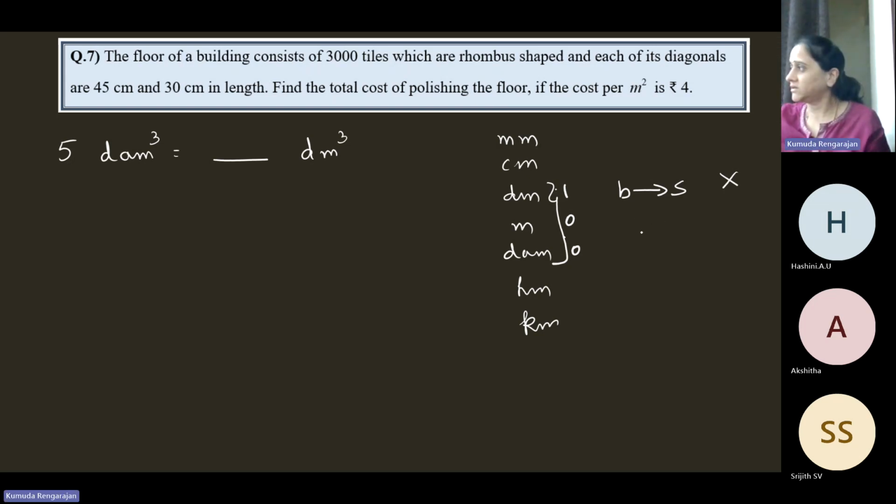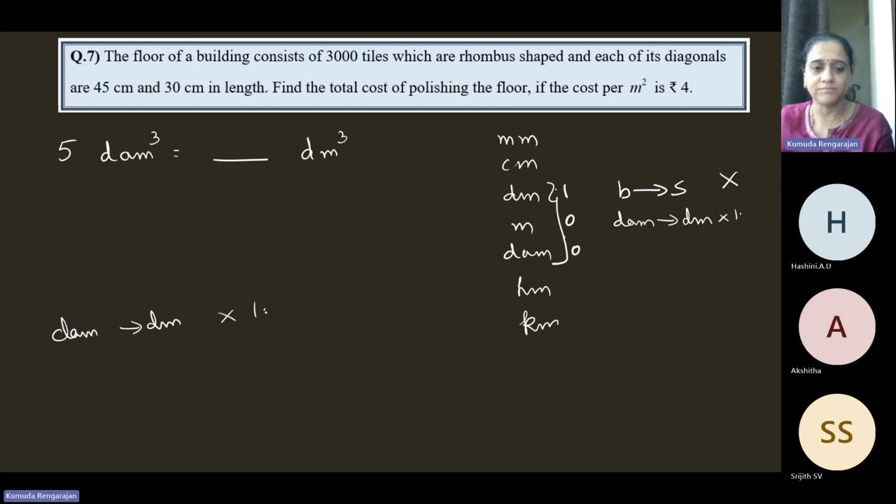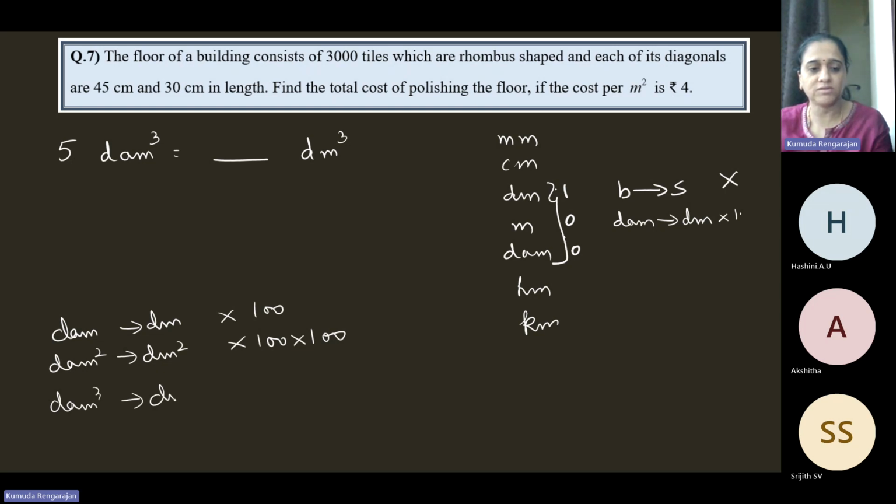So to convert decameter to decimeter, you multiply by 100. To convert decameter square to decimeter square, you need to multiply by 100 two times. To convert decameter cubed to decimeter cubed, you need to multiply by 100 three times. Whatever action you have to do, you should do that three times.